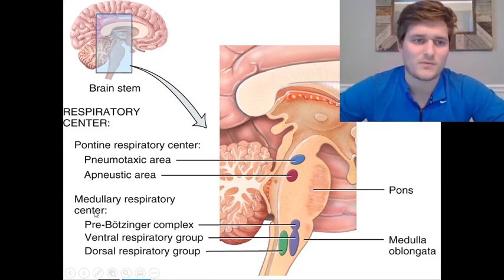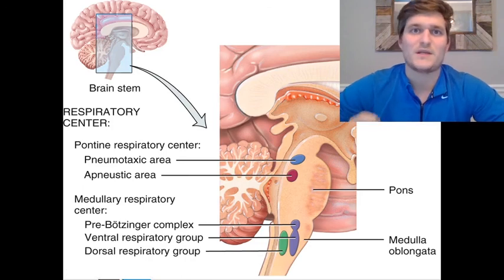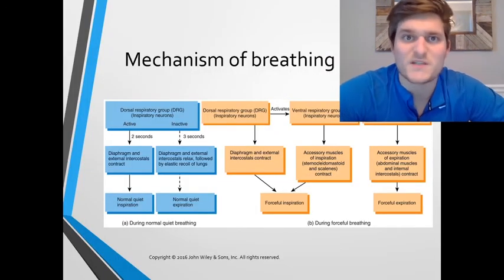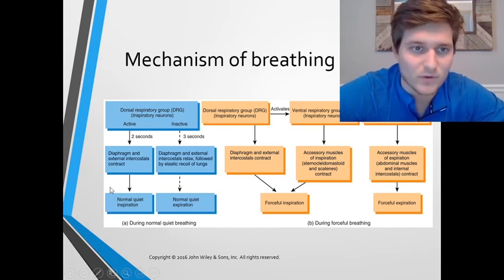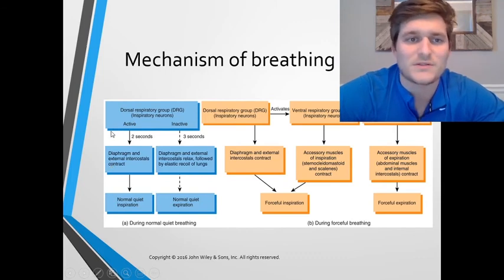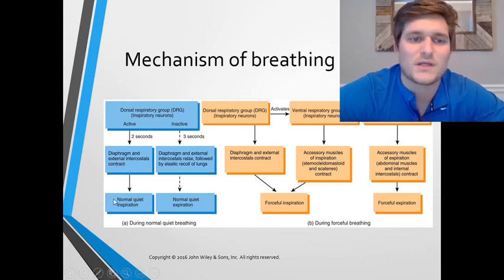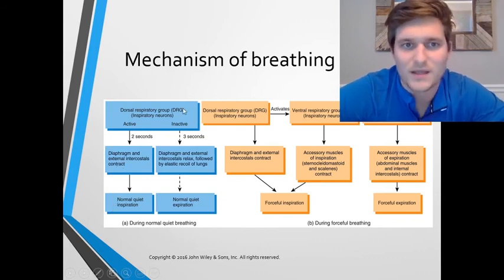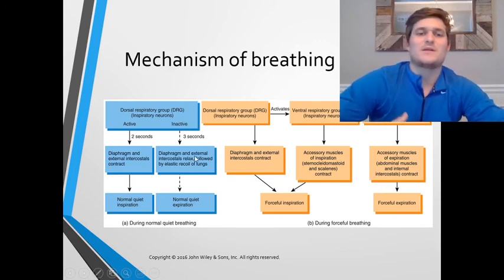It could also communicate with the medullary respiratory center, which is going to be responsible for sending messages out to our respiratory muscles to either signal inhaling or exhaling. The dorsal respiratory group is a group of neurons which helps regulate our breathing at rest. When we have normal quiet breathing, these neurons are active, leading to contraction of the diaphragm and the external intercostals, which causes inhalation. They then decrease their signaling, and the diaphragm relaxes, which causes exhalation.